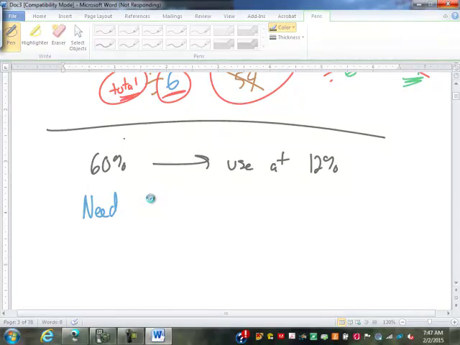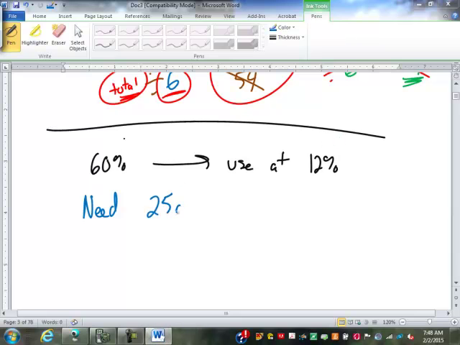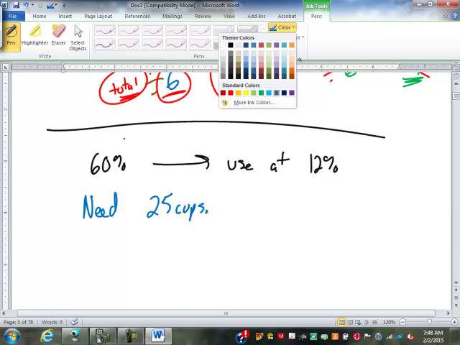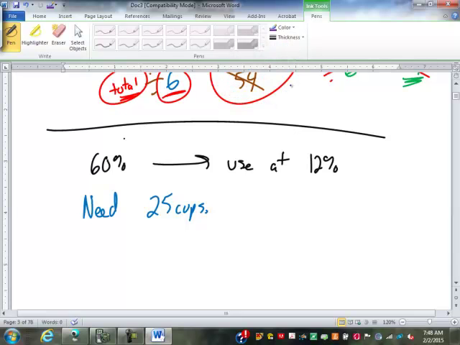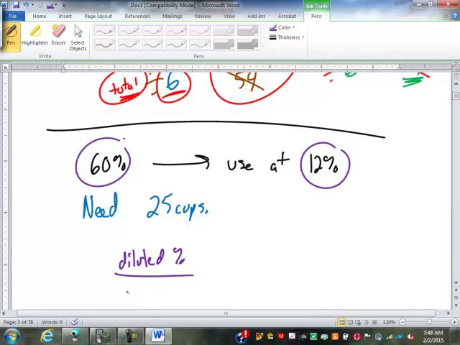Well, let's just say you're going to need 25 cups of it. To do this, first of all, to figure out what dilution is required once you have the percents, let's find the diluted percent over the concentrated percent. In this case, what's the diluted percent? 12%. Concentrated percent? 60%. Notice I dropped the percents because there's one on top, one on bottom. They would just cancel out anyway.